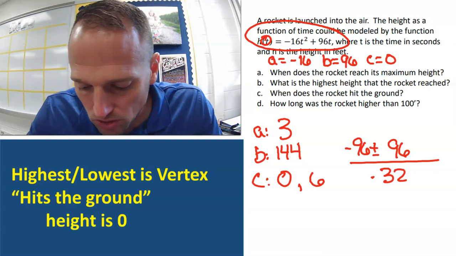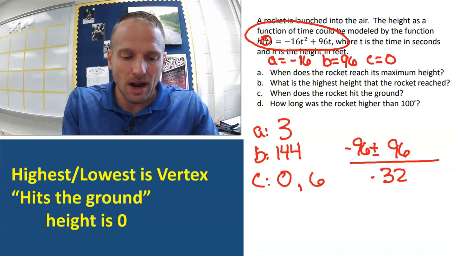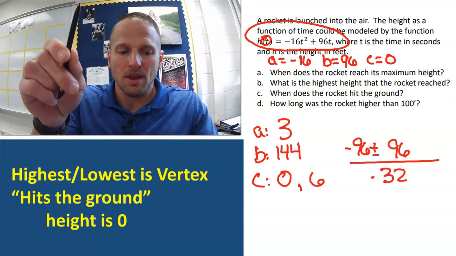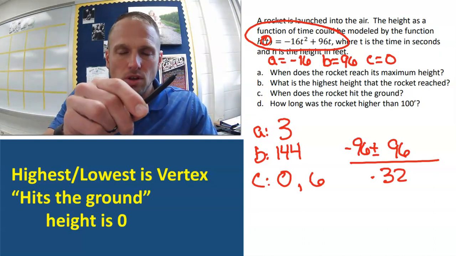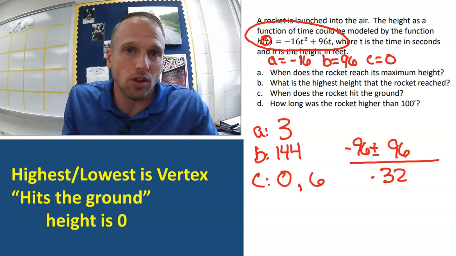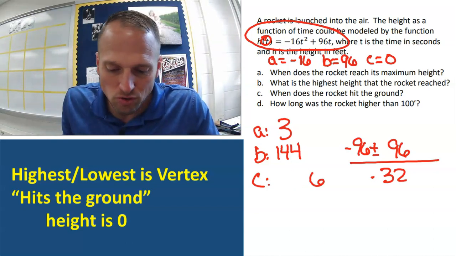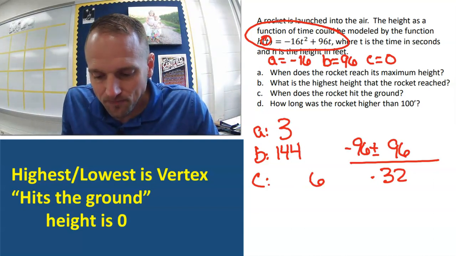But let's look at the question again. When does the rocket hit the ground? So think about how this is working. The rocket is launched. It goes up, and then it starts to come back down, and then it hits the ground. So at 0 seconds, it was on the ground because we launched it from the ground. But that's not really when it returns or hits the ground. So we're just going to go with 6 seconds.